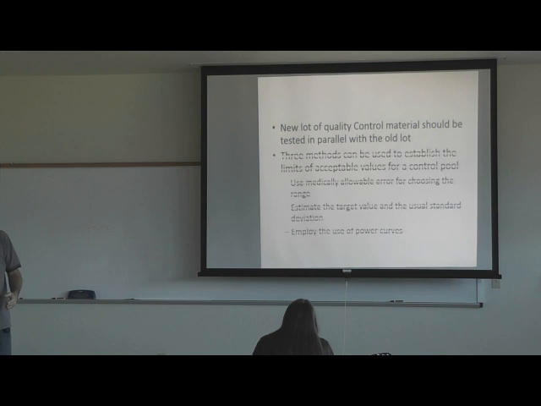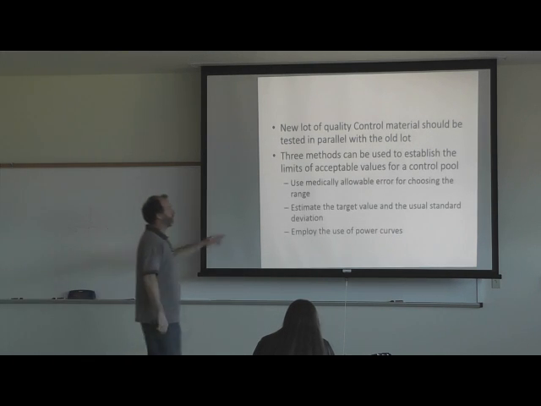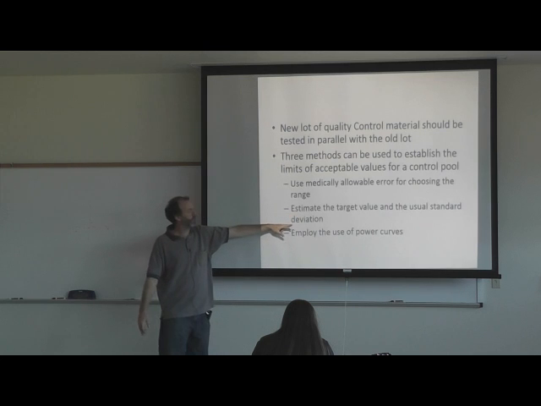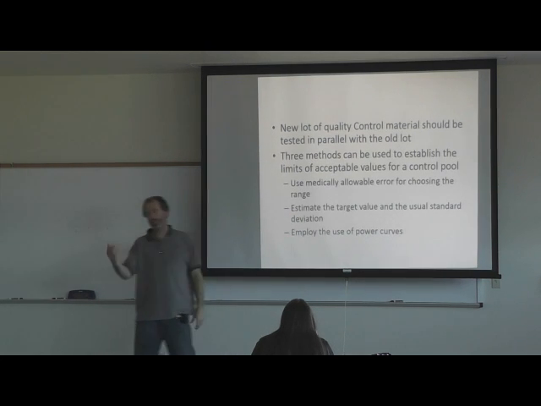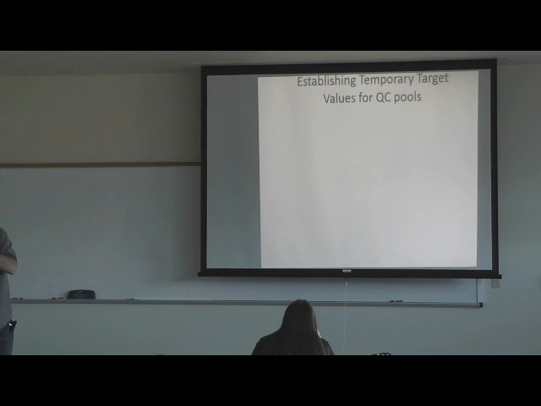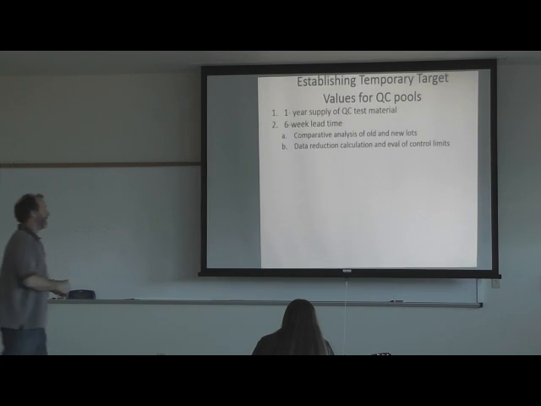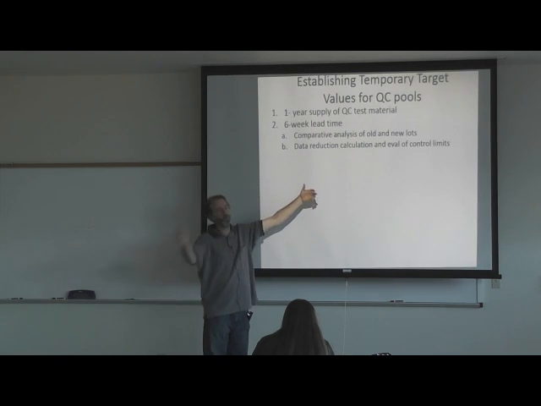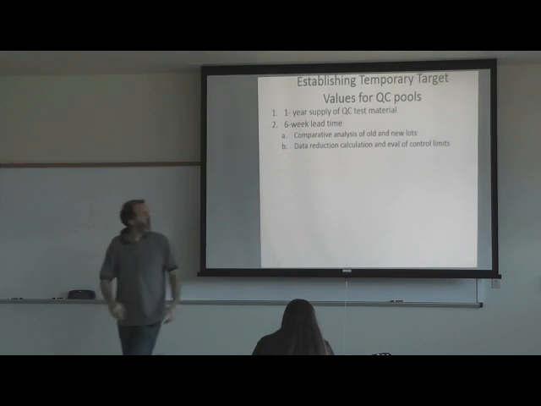There are 3 methods that can be used to establish the limits of acceptable values for a control pool. You're going to use medically allowable error for choosing the range, estimate the target value and the usual standard deviation, or employ the use of power curves. What you want to do is basically get a year's supply of the QC test material to start off with, and you want a 6-week lead time, and compare the analysis of old and new lots that you run together. You can do data reduction, calculation, and evaluation of the control limits.